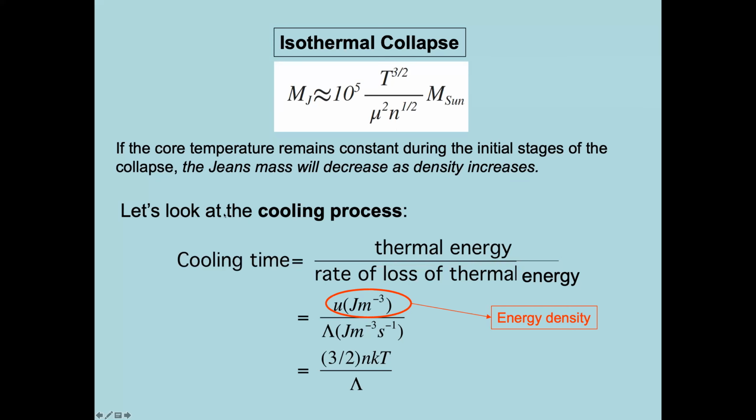Okay, so let's look at the cooling processes. The cooling time is given by dividing the thermal energy in your cloud, this is U, the famous U that we saw before, now in units of joule per cubic meter, by the rate of loss of thermal energy, which is typically given by this term, capital lambda, in joule per cubic meter per second, so the ratio is indeed a time. You can use the equation that I showed you at the beginning, 3.5 mkT divided by lambda.